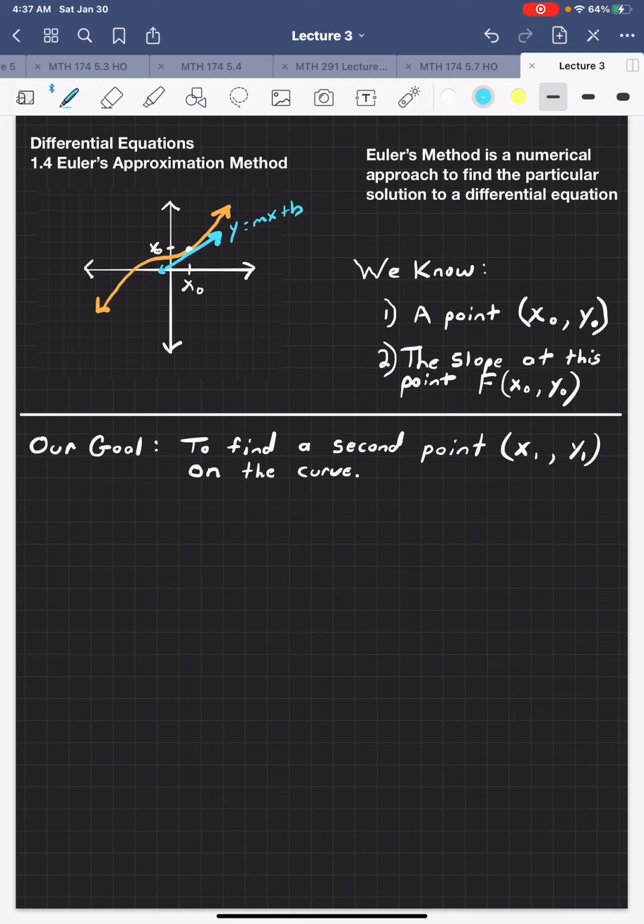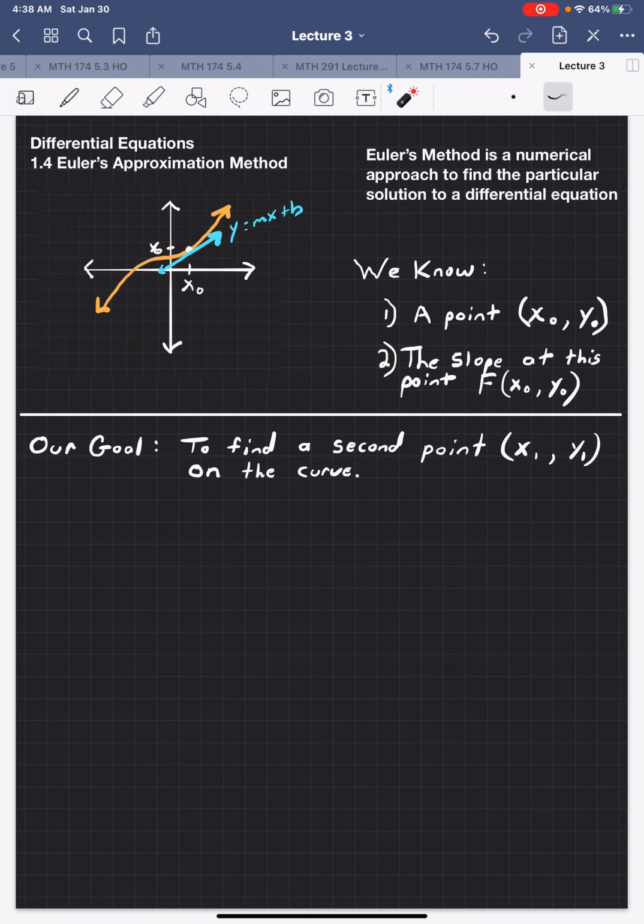All right. And now, what is our goal? What do we actually want? So our goal is to find a second point on the curve. We have one point. It would be really nice to find a second point on that curve. How do we do it? Or how do we attempt to do so?